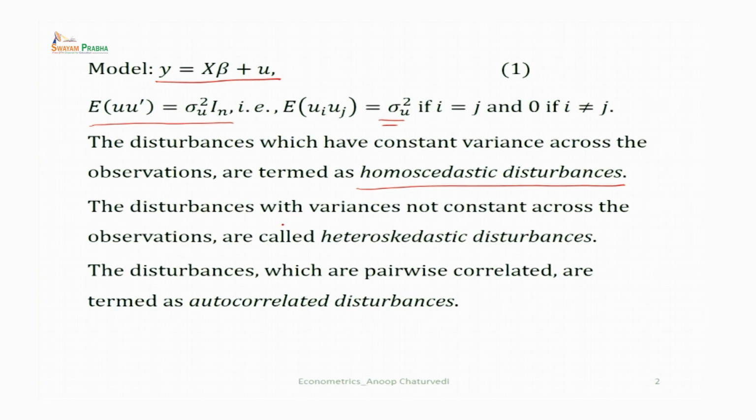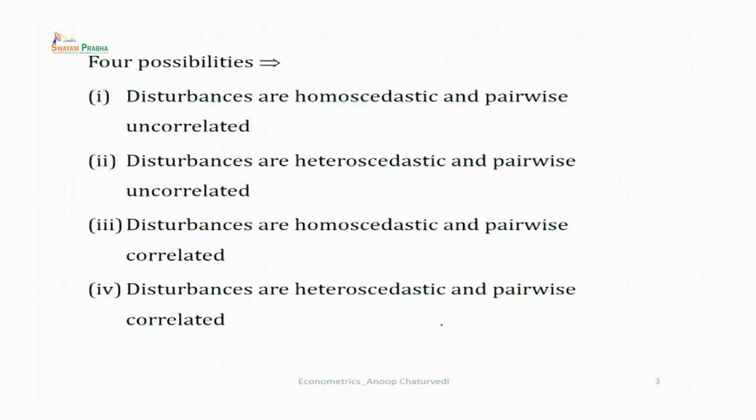But if the disturbances do not have constant variance across the observations, then the disturbances are called heteroscedastic disturbances, and the disturbances which are pairwise correlated are termed as autocorrelated disturbances. So, we get these three situations: homoscedastic disturbances, heteroscedastic disturbances, and autocorrelated disturbances.